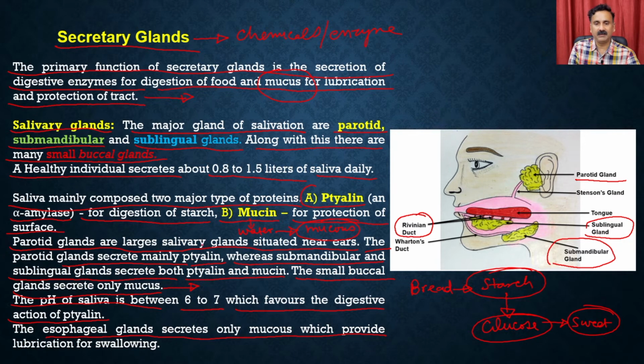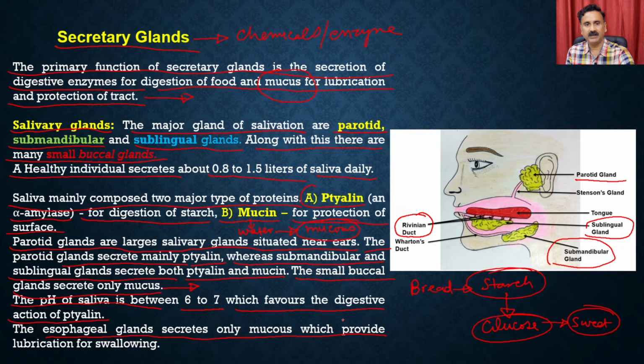So, apart from the buccal cavity, you can also have glands in the oesophageal region, and they only secrete the mucus, which is going to lubricate the food particles or the bolus, and that is how it is going to help in swallowing.